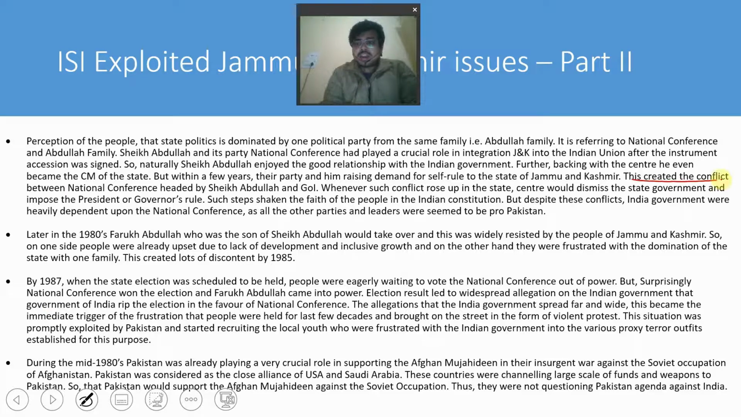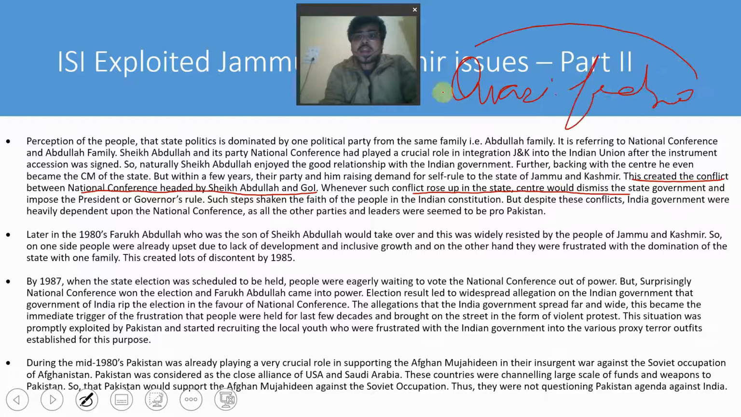So this created a conflict between the National Conference headed by Sheikh Abdullah and the government of India. The government of India made you the CM. You helped in the integration of Jammu and Kashmir with the Indian Union. Now you are asking for it to be made independent. It is not acceptable. So whenever such a conflict rose up in the state, what would the center do? India is a kind of quasi-federal country.